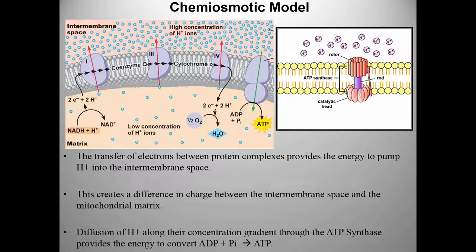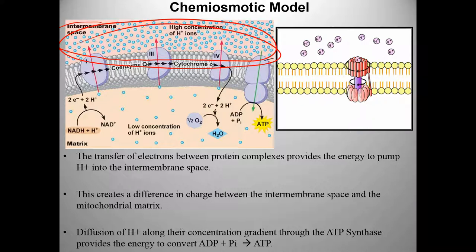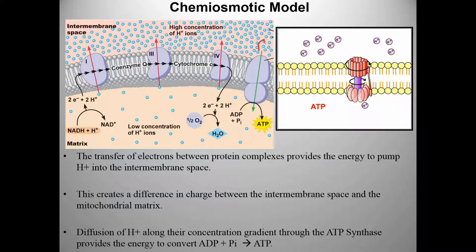So now we have built up a concentration of protons in this inner membrane space. So positive outside, negative inside. There's a higher concentration of protons outside than there are inside. Now we're going to use a process of facilitated diffusion where we're moving these protons down their concentration gradient back into the matrix of the mitochondria. And this is coupled with the production of ATP.